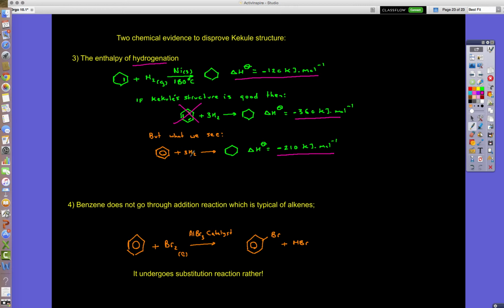Benzene releases less energy because of its stability due to the fact that it is a hybrid resonance. And that's very strong chemical proof that benzene should look like this and not the Kekule structure.